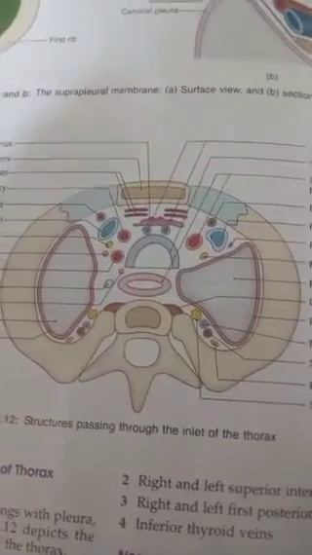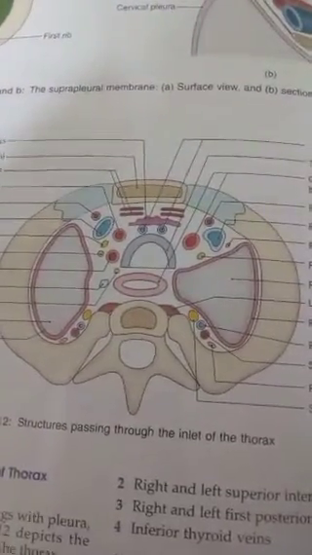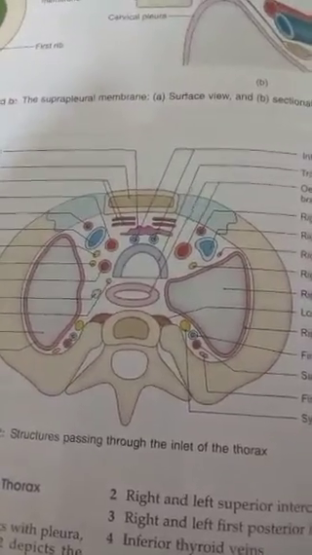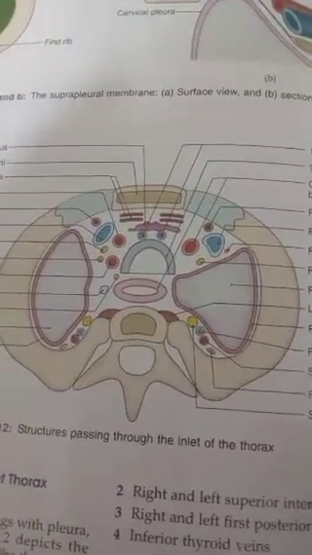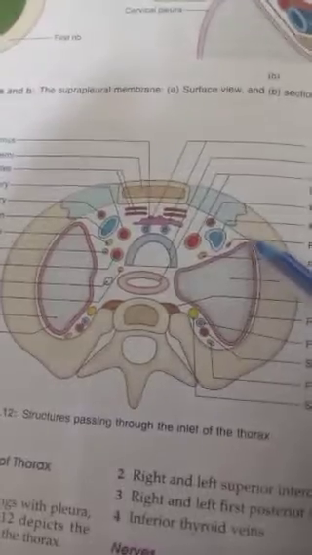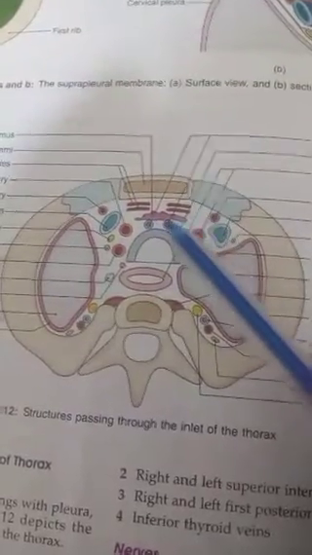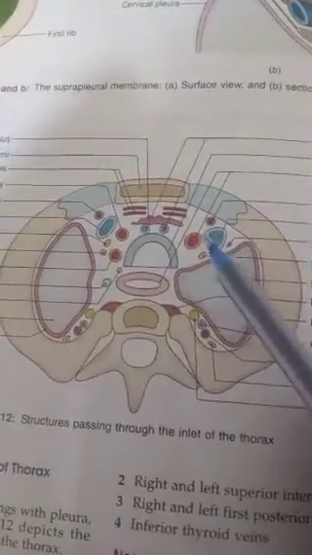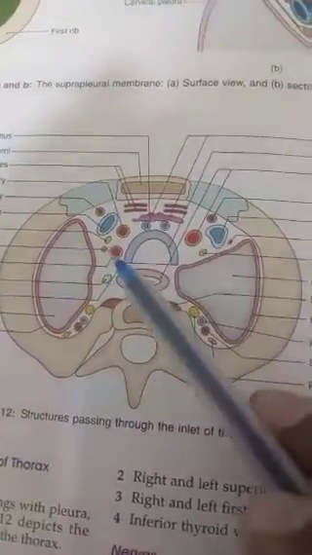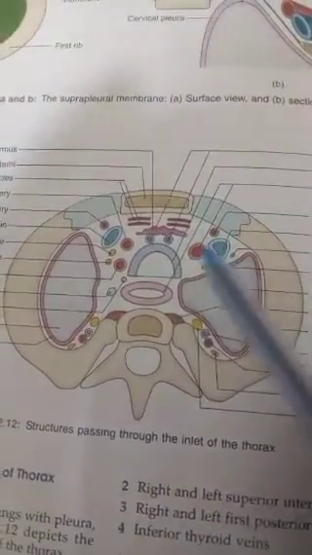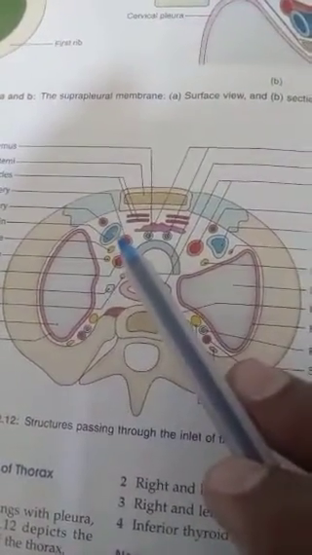We will divide the structures passing through the thoracic inlet into viscera, large vessels, small vessels, nerves and muscles. Viscera include the trachea, esophagus, apex of the lungs and remains of the thymus. The large vessels include the right brachiocephalic artery, left subclavian and left common carotid arteries, and right and left brachiocephalic veins.